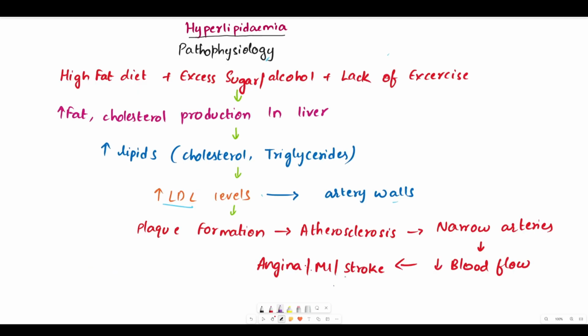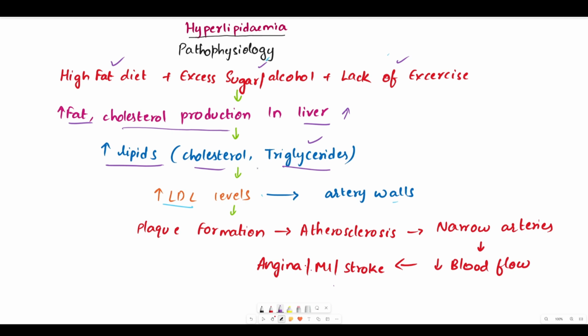Coming back to the pathophysiology of hyperlipidemia. What happens if a person takes a high fat diet, or excess sugar and alcohol, or if there is a lack of exercise? If there is any of these three, the fat levels in the body increase, especially the cholesterol production in the liver. In that condition, the lipids like cholesterol and triglycerides in the blood will be increased. That leads to increased blood cholesterol in the body.